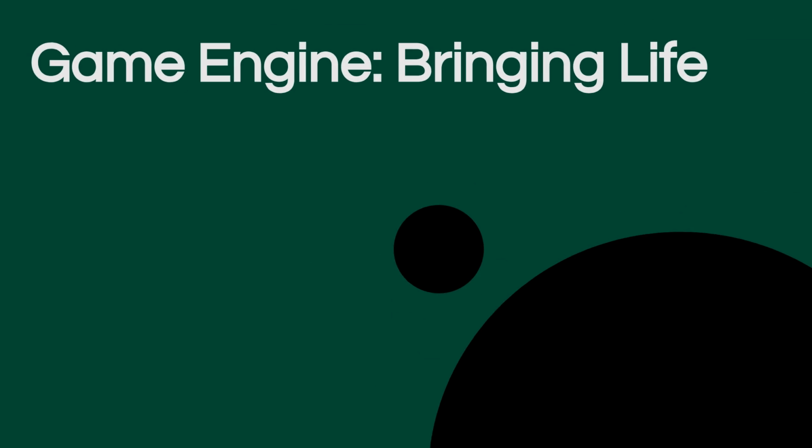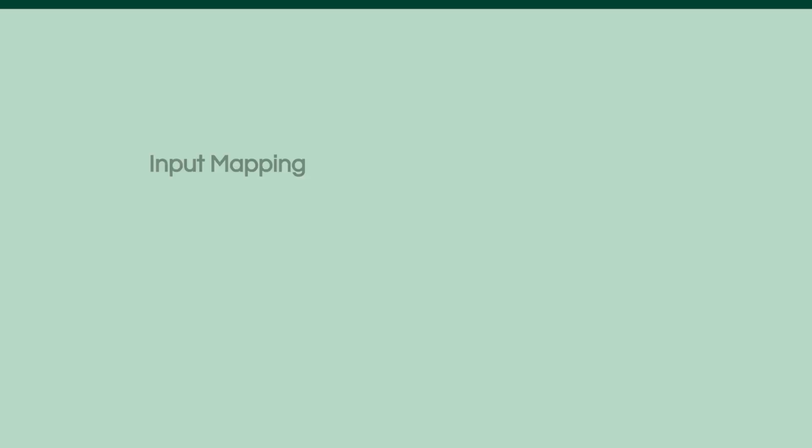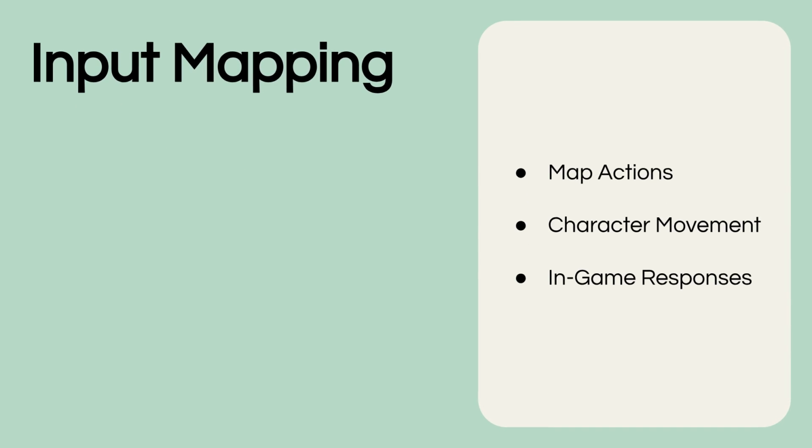The game engine is the software framework that brings everything together, making your character responsive and the world interactive. Within the game engine, there's a crucial component called input mapping. This is where developers assign specific actions to different controller inputs. A jump button press is mapped to a character's jump animation, a joystick tilt is mapped to character movement speed and direction, and so on. This mapping ensures that your inputs trigger the correct in-game responses.